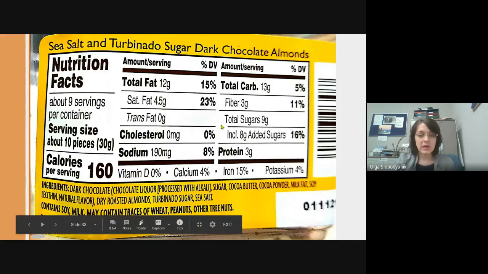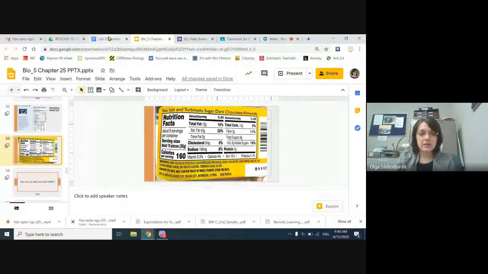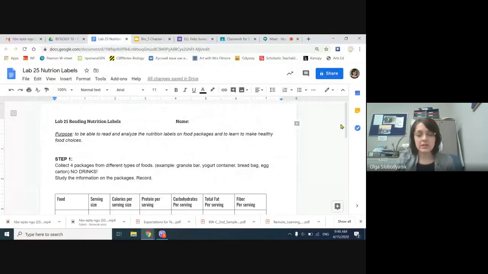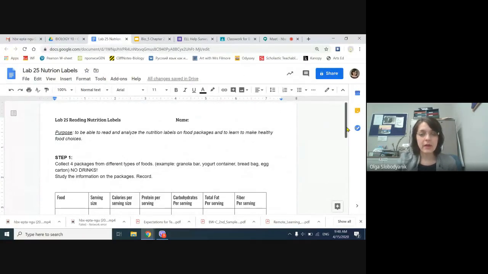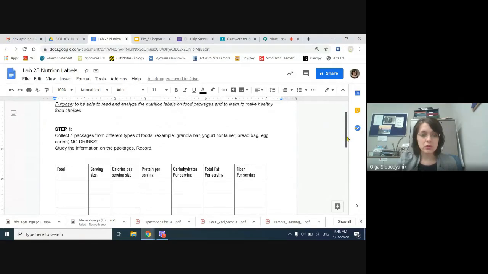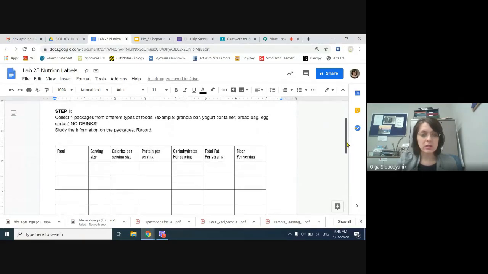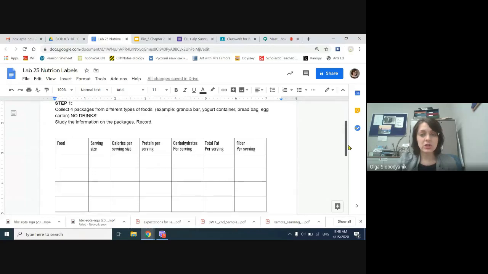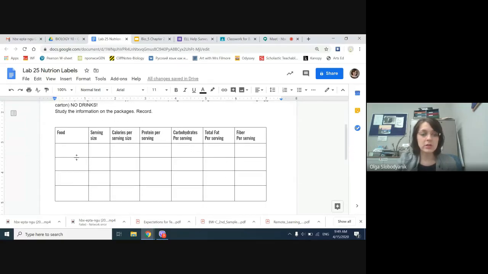Okay, so studying this package, this is the lab report that you will see. What does it ask you to do? Collect 4 packages. Yes, we did. Study the information on the package. Record. Okay, so what do I need to record right here? It says that I need to record what kind of food it is. So I am going to write exactly what it says here: dark chocolate almonds.